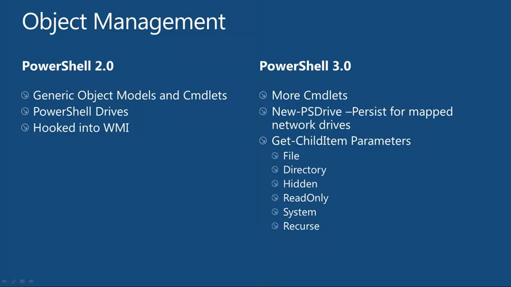So they've just done a lot of things in here. You know what? We're going to recurse. We're going to sit there and do system, read only, hidden, show me the directories. These are switches in this Get-ChildItem.